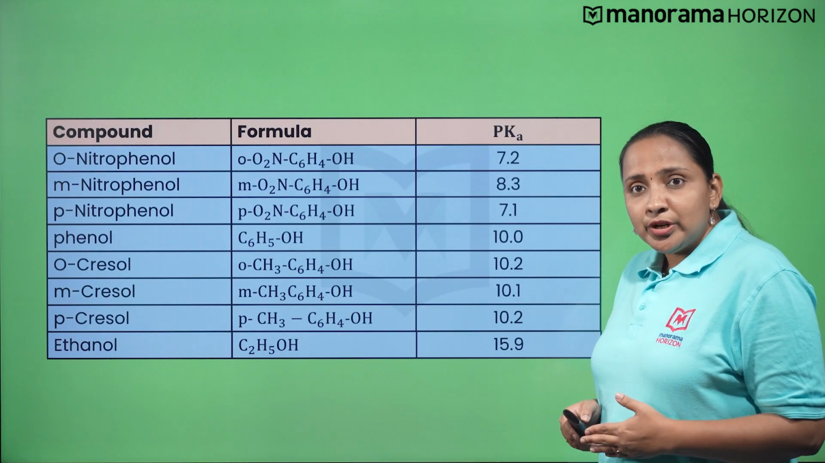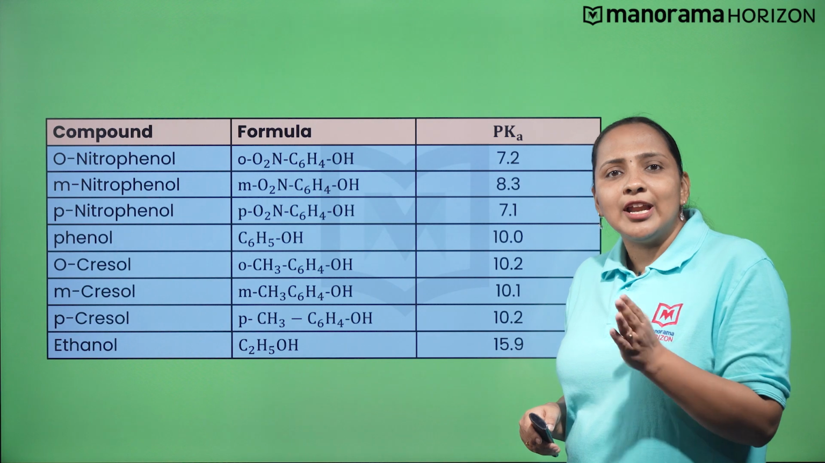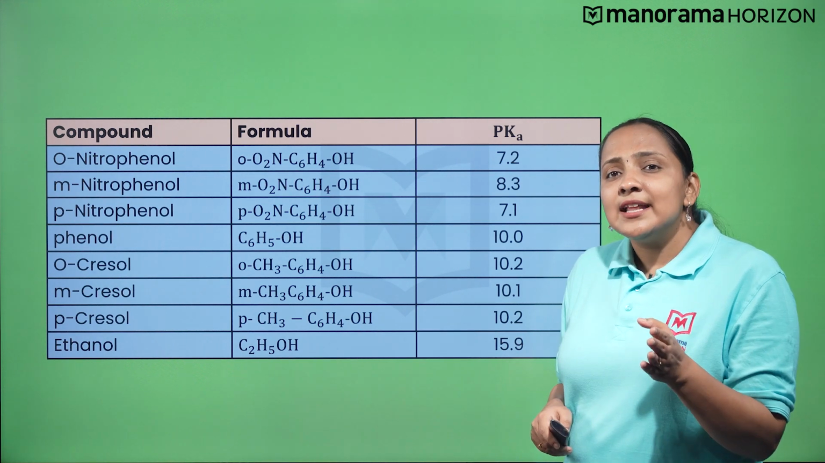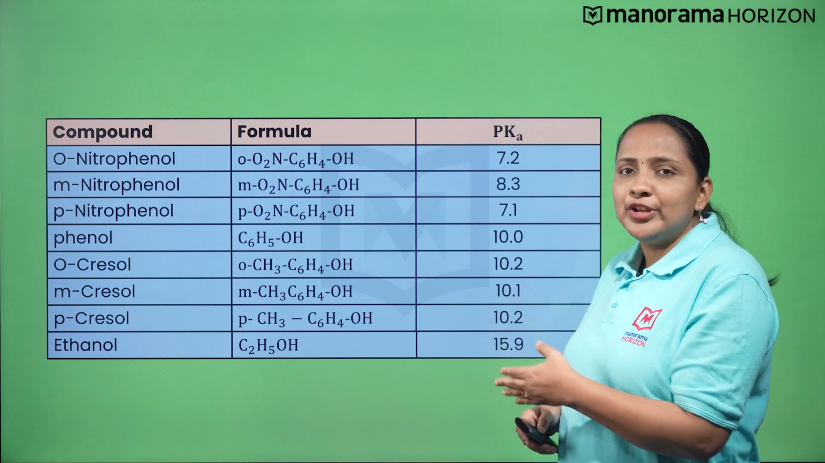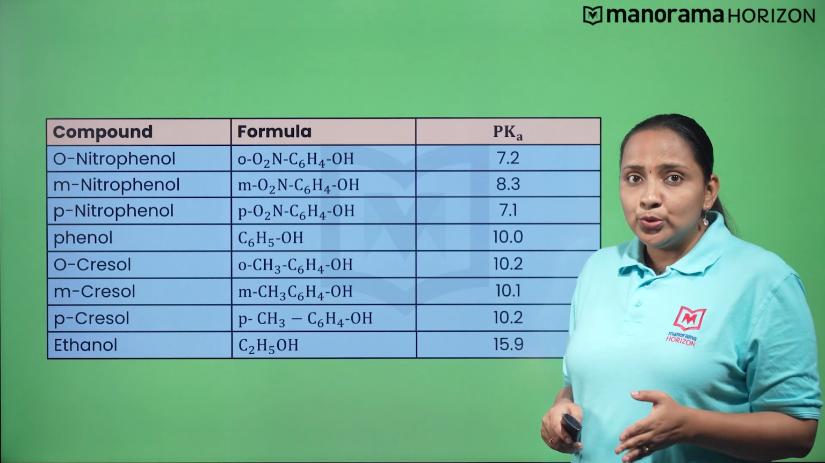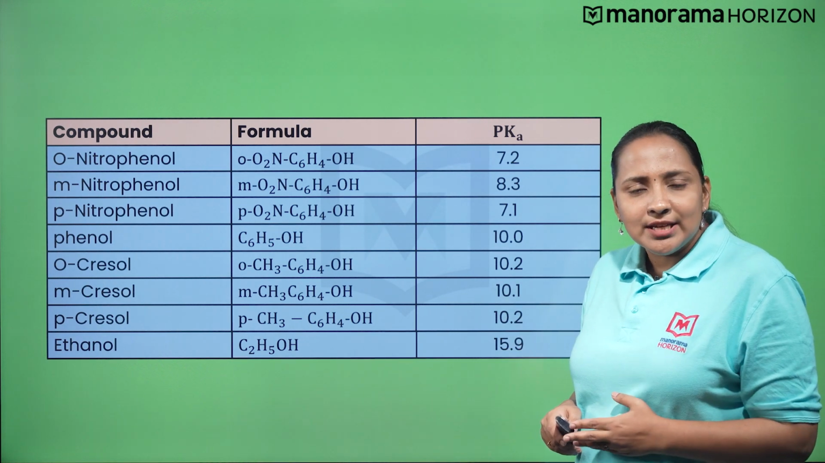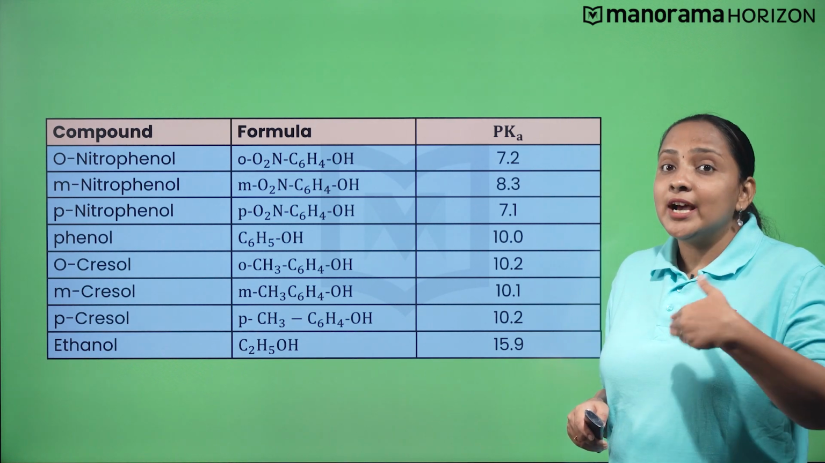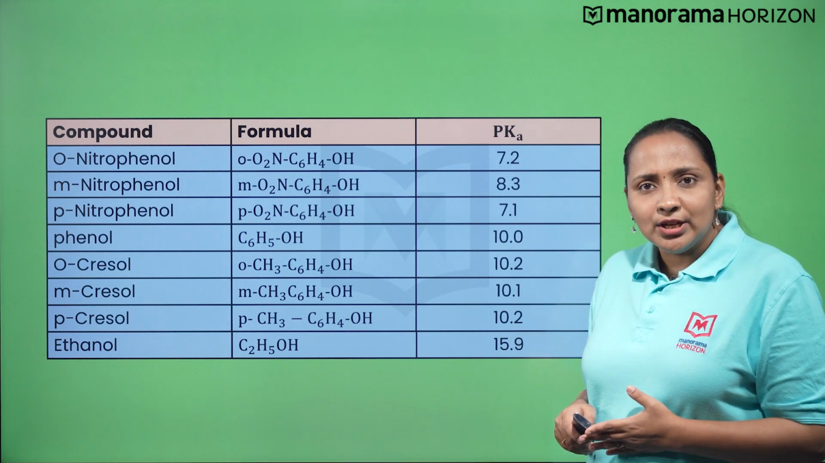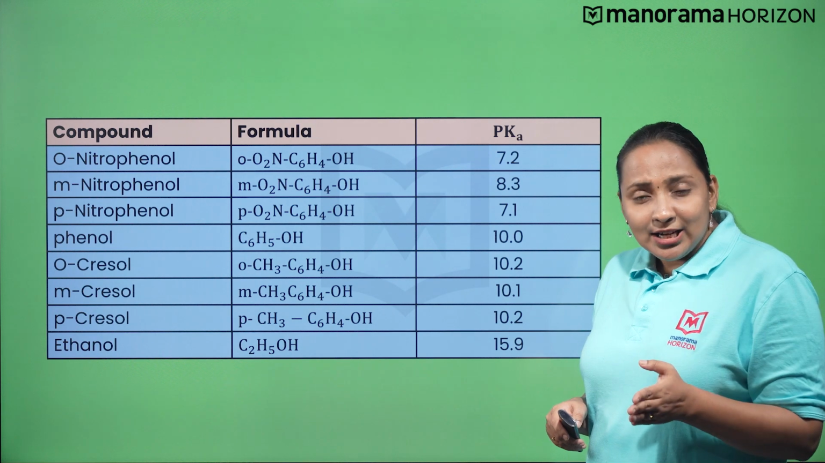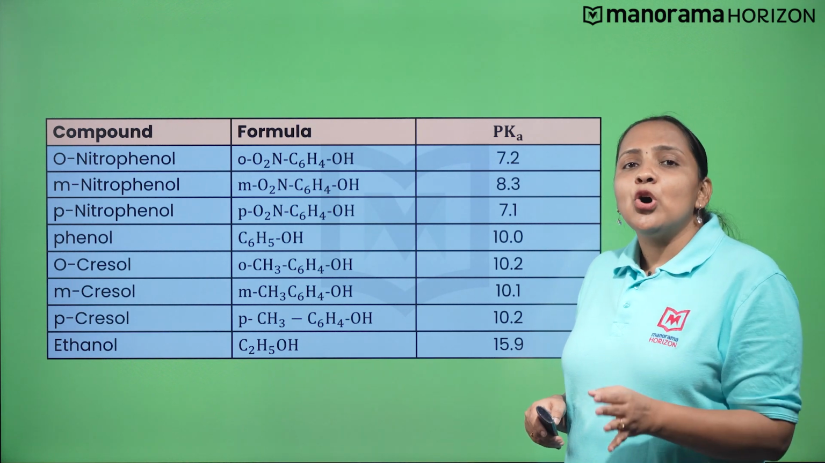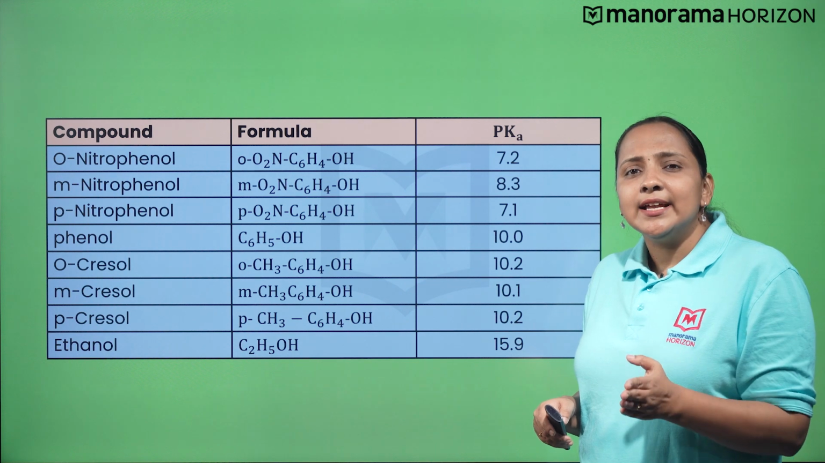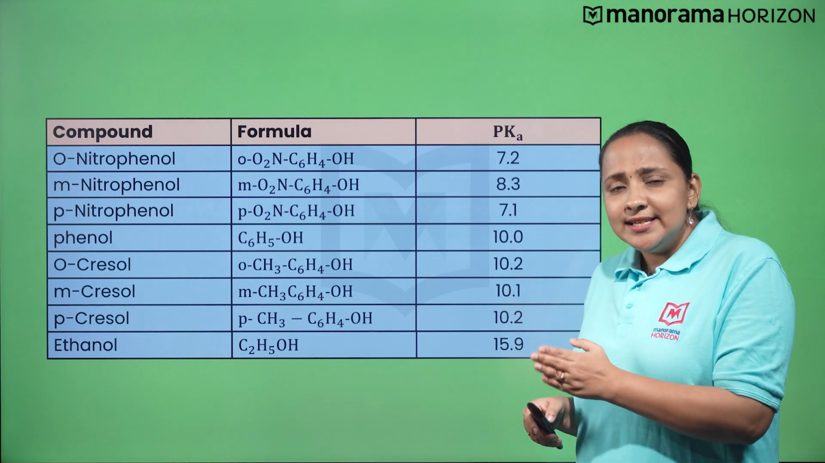In substituted phenols, the presence of electron withdrawing groups such as the nitro group enhances the acidic strength of phenol. It is due to the effective delocalization of negative charge in the phenoxide ion. On the other hand, electron releasing groups such as alkyl groups in general do not favor the formation of the phenoxide ion, resulting in a decrease in acid strength.